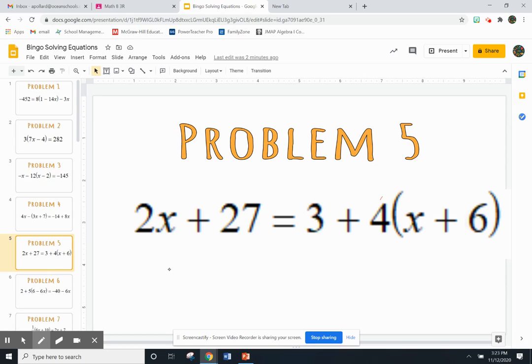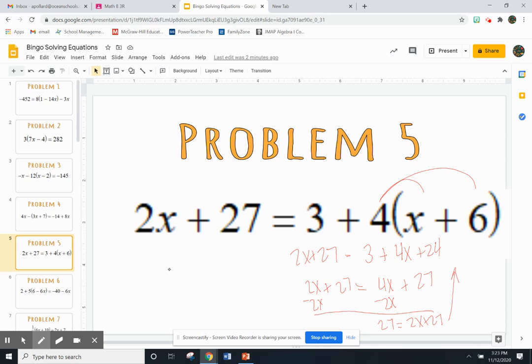All right, distribute over here. This becomes 4x plus 24 plus 3 equals our 2x plus 27. 24 plus 3 is 27 plus 4x equals 27 plus 2x. Subtract 2x from both sides. We get 27 equals 2x plus 27. Subtract 27 from both sides, we get 0 equals 2x. Divide by 2, or x equals 0.